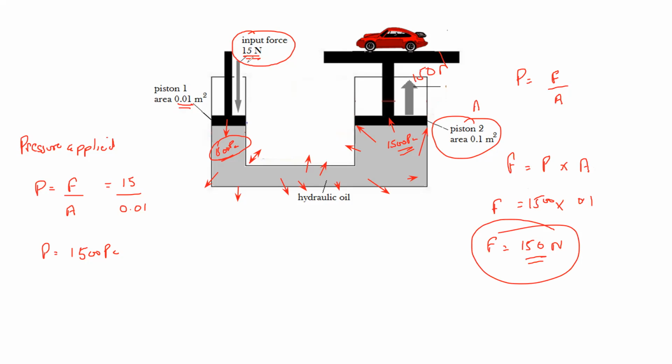So by simply applying a 15 Newton force, I can lift a heavy object. I can lift an object which has a weight of 150 Newton. So this is called a force multiplier, that it multiplies the force. So using this hydraulic lift, we can apply a small force and we can lift heavy objects.